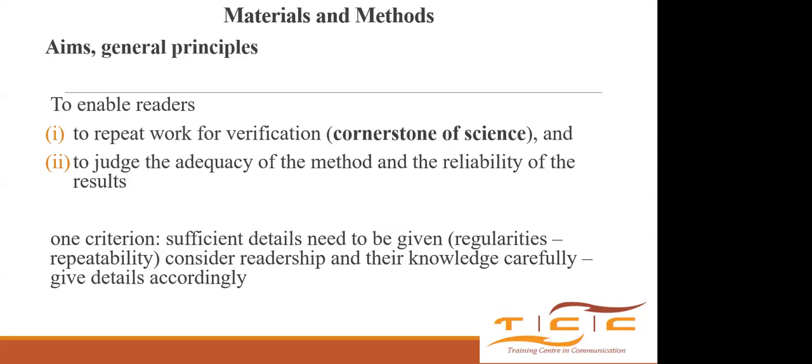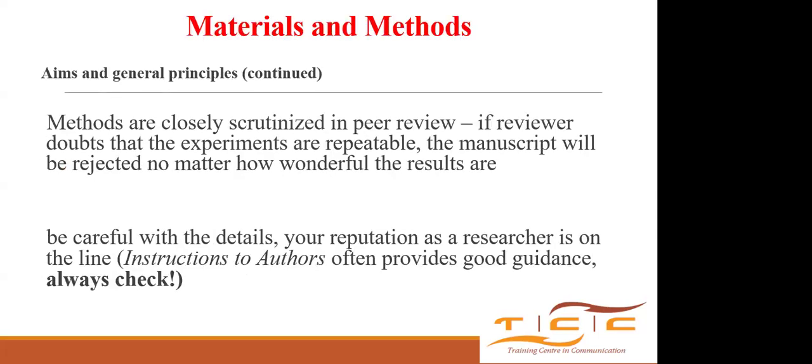So make sure that when you are writing your materials and methods section, you put enough details and be as accurate as possible. And as I said, if you're using certain protocols in your field that are already known and already published, you don't need to go into the details of saying 25 grams of magnesium or manganese was dissolved in 20 liters of water. No, just state the protocol, state the methodology, and give a reference. If somebody wants details, they can go and check. One criterion is that sufficient details need to be given, so you need to consider readership and their knowledge carefully and give details accordingly, okay?